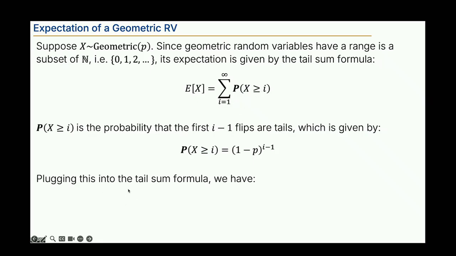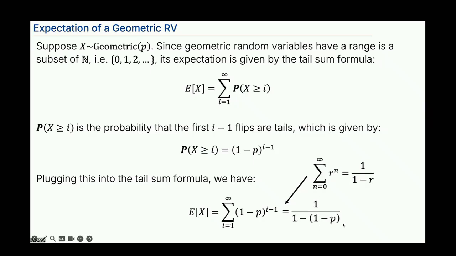Okay, so plugging this into the tail sum formula, we're going to do something very similar to what we did last time when we showed that the distribution actually sums to 1. So we're basically going to say, okay, the expectation of x is this formula. For geometric random variables specifically, this probability that x is greater than or equal to i is 1 minus p to the i minus 1. So I plug all that in, and when I do that, this is just going to be my usual geometric series formula. And so I'm going to end up with 1 over 1 minus p, and so we end up with 1 over p. So that's the proof that the expectation is 1 over p.